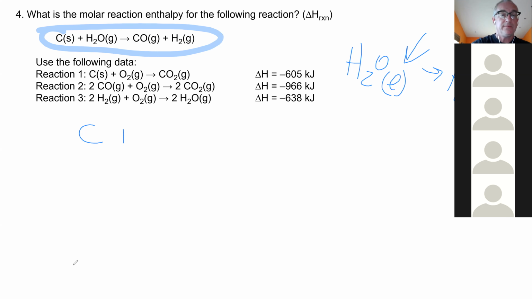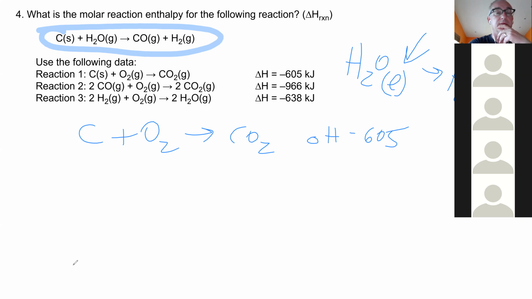So we've got carbon plus oxygen gives us CO2, and our delta H is minus 605. Okay, so far so good. So water as a reactant, where are we going to find that?